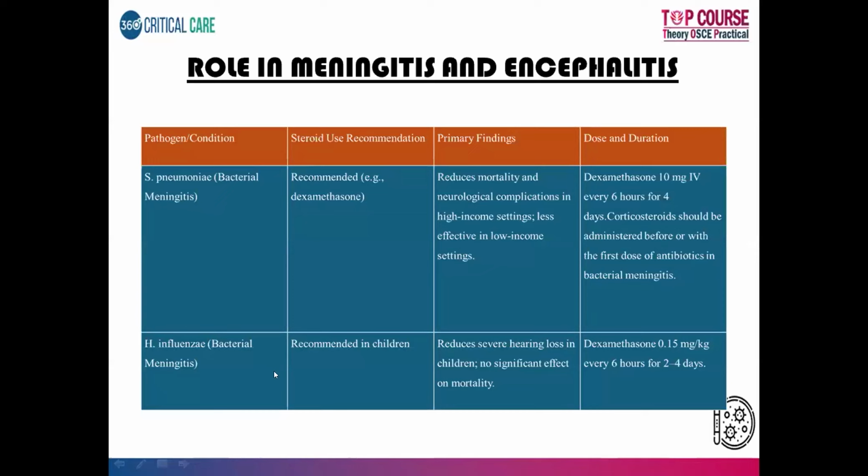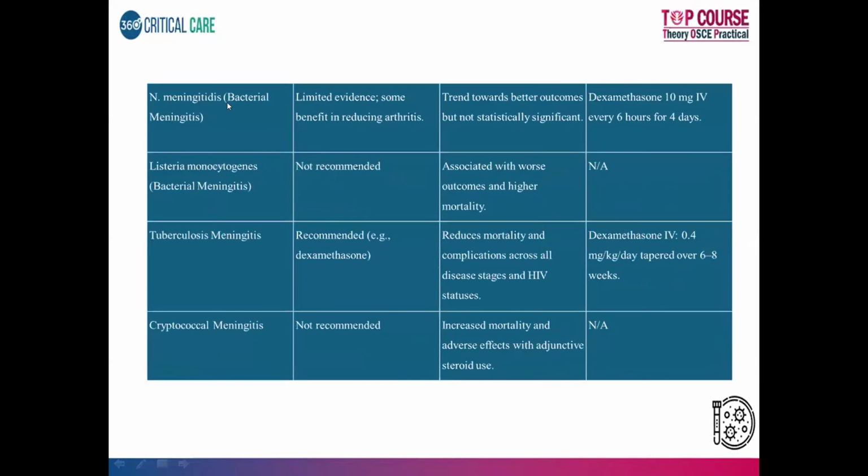Next, in H. influenzae, which is most commonly found in children, steroids are indicated. In Neisseria meningitis, there is limited evidence. Coming to Listeria monocytogenes and cryptococcal meningitis, steroids are contraindicated because of very adverse outcomes; it has increased the mortality. Coming to tuberculous meningitis, steroids are recommended and the dose is 0.4 mg per kg per day, tapered over 6 to 8 weeks.